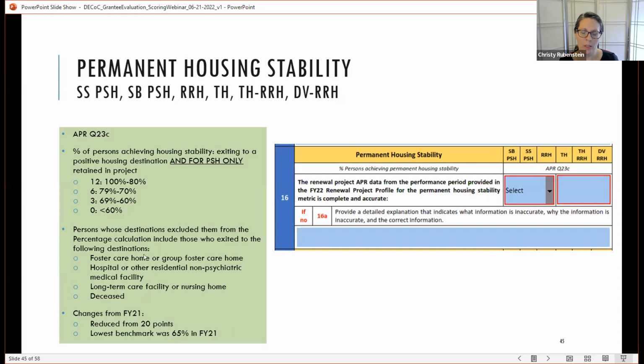There are a few destinations where they are automatically excluded the way the APR calculates this. So just be aware that there are these carve outs for folks who fall into these destinations, so that they are not included as negative exits.